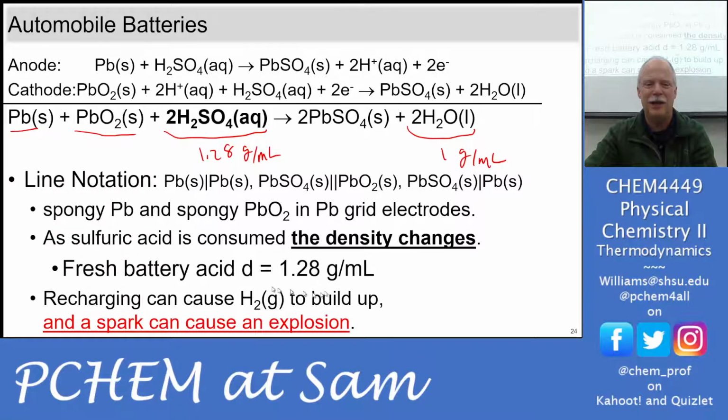But recharging those batteries can generate hydrogen, and that can cause an explosion. And my family's had bad luck with batteries. We've had batteries explode on us 3 or 4 times. Yeah, it's a traumatic experience as a kid.